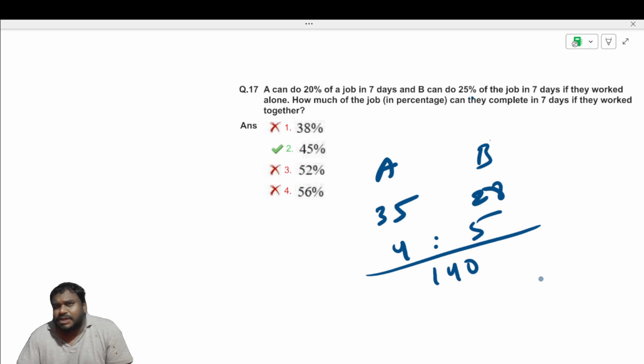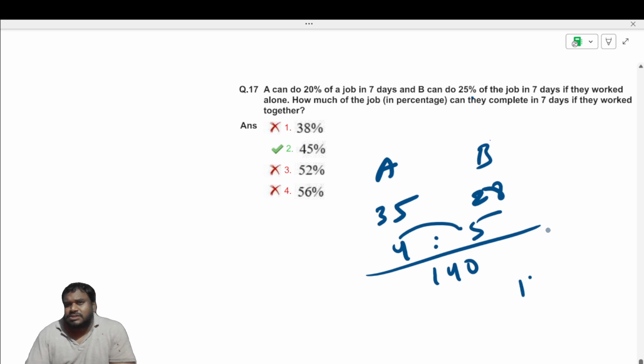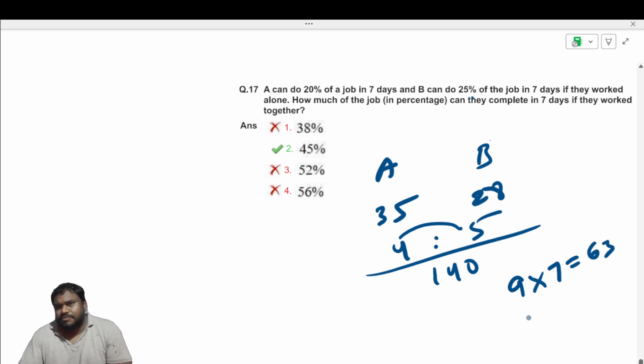How much of the job can they complete in 7 days if they work together? So how many parts will they complete, that we will find. 4 plus 5 is 9 parts. So 9 parts into 7 is 63. So 63 parts of work.